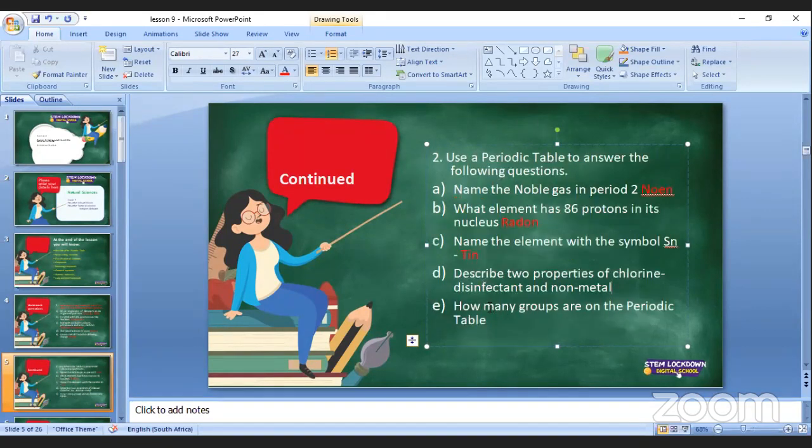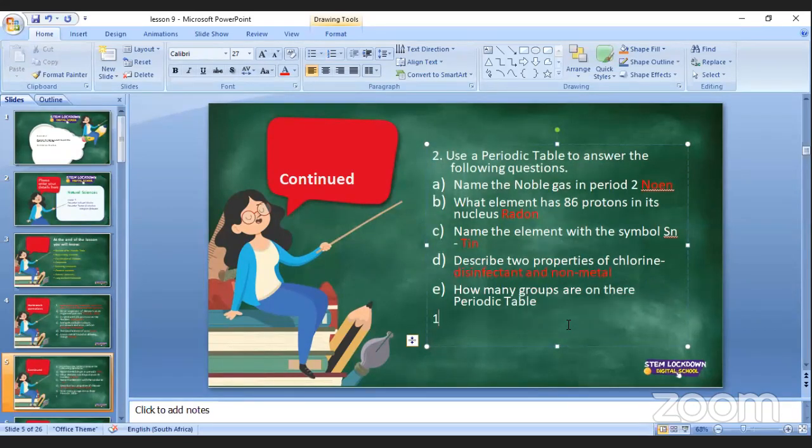Any questions, grade 9s? I'm waiting for questions, grade 9. How many groups are there in the periodic table? So we definitely have 18 groups. Nothing new, it's everything that we've been doing, grade 9s. We've got 18 groups.